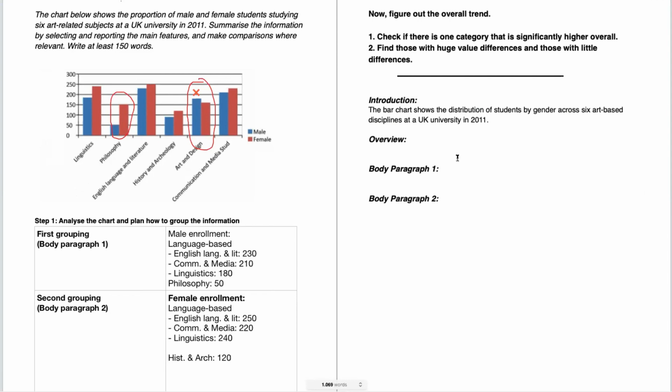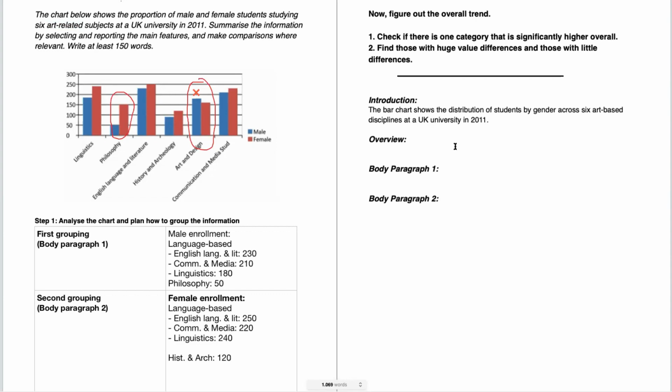Now, this is my paraphrasing, basically. I see here that it says the chart. So I said the bar chart because we know it is a bar chart. And it says it shows the proportion of male and female students. I said shows the distribution of students by gender. So this is a different way to say the proportion of male and female students across 6 art-based disciplines. So I don't want to change art because I know that it is art-based. It's just a different way to say art-related, but I do want to include that detail. And instead of subjects, I have disciplines. Of course, I've kept the fact that it is a UK university, and I have kept the date as well. So that is your first sentence.